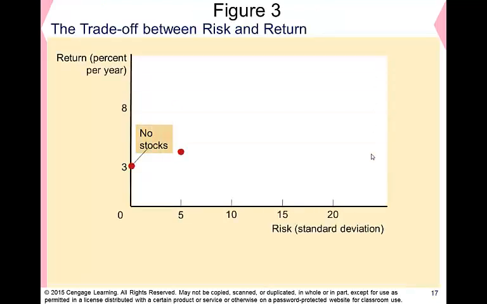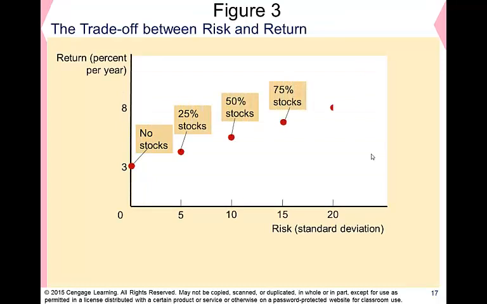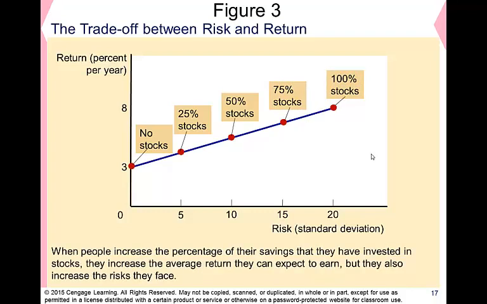So here's the trade-off between risk and return. This is illustrative, of course. This is not actual figures. But you can see as the risk goes up on the horizontal axis, you can see that the return potentially goes up the more stocks you have, because stocks are inherently more risky than bonds.